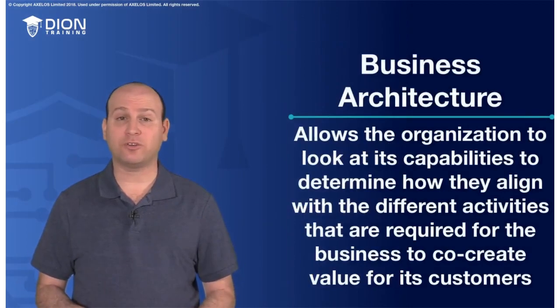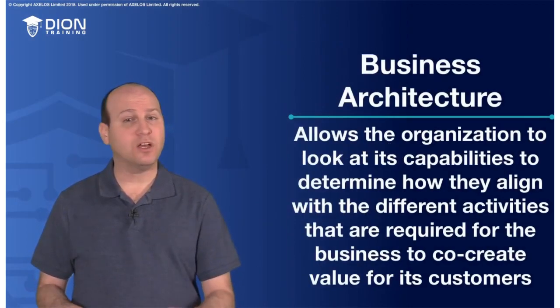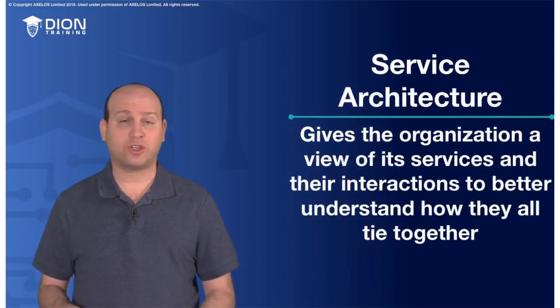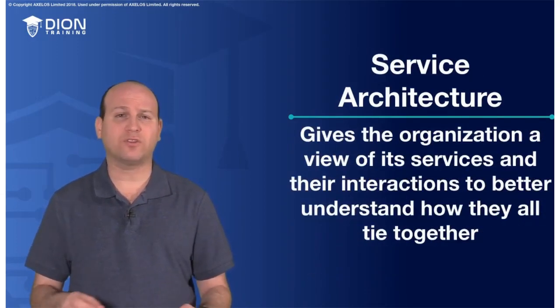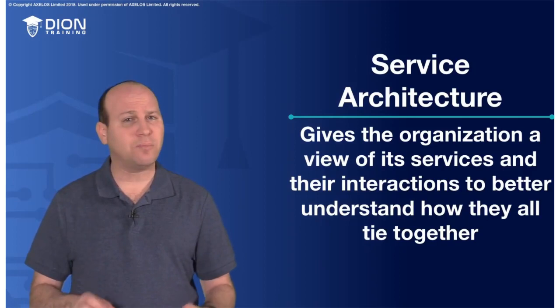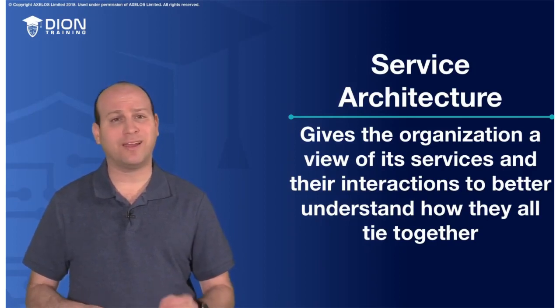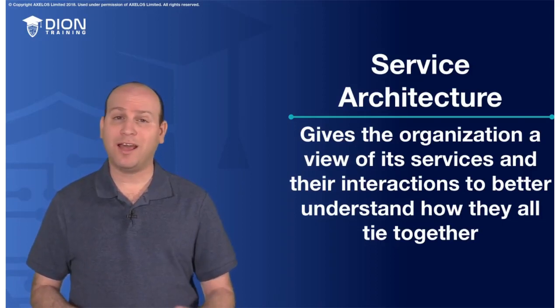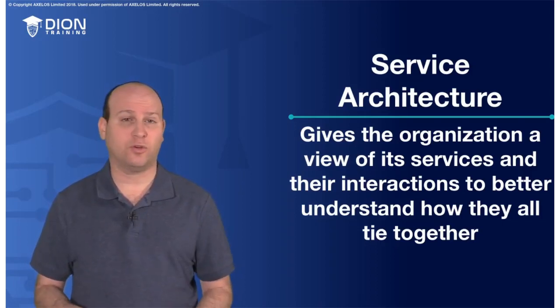Business architecture allows an organization to look at its capabilities to determine how they align with the different activities that are required for that business to co-create value for its customers. Now, service architecture is going to give the organization a view of its services and their interactions to better understand how they're all going to interrelate and tie together. This usually results in a service model being created, and this can act as a template or a blueprint for multiple services across the organization.